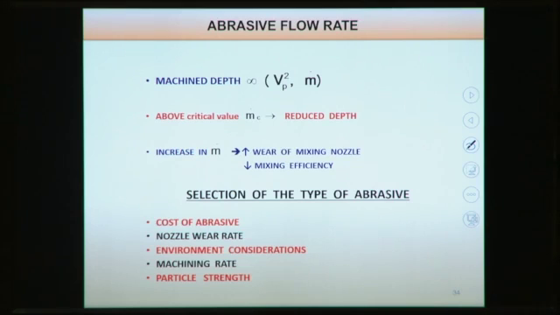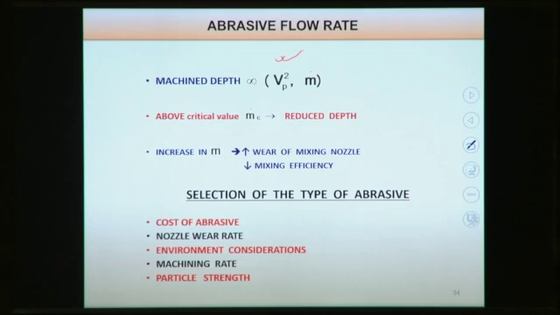Machine depth also depends on the kinetic energy of the abrasive particles. Here the kinetic energy is half mv square. So you can see that machine depth is proportional to the square of the velocity of the particle and the mass flow rate of the abrasive particles. Above the critical value of mass flow rate or abrasive flow rate, there is a reduced depth of the machined surface.